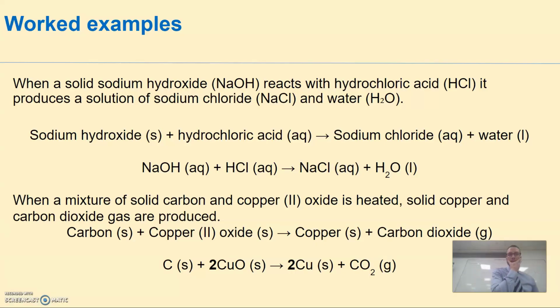So, a couple of examples. Here's a description of the reaction. When solid sodium hydroxide, NaOH, reacts with hydrochloric acid, HCl, it produces a solution of sodium chloride, NaCl, and water, H2O. So we simplify that down to a worded equation. We get sodium hydroxide, solid, plus hydrochloric acid, aqueous, arrow, sodium chloride, aqueous, plus water, liquid. And then we simplify that down further into symbols. NaOH plus HCl goes to give NaCl plus H2O, and then we balance.